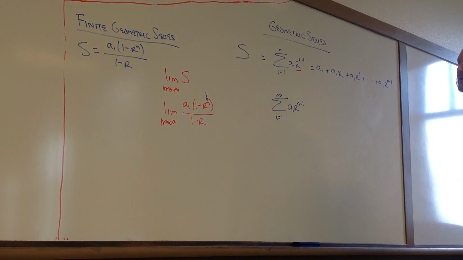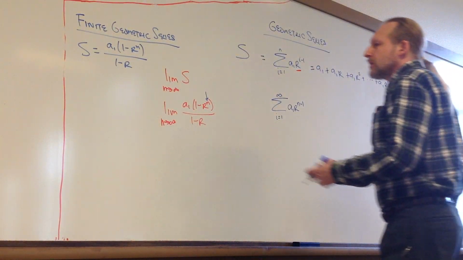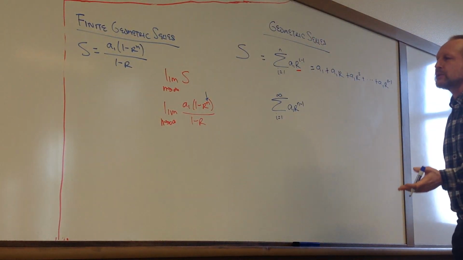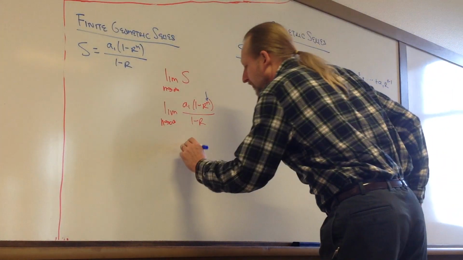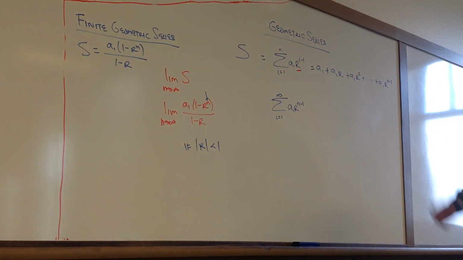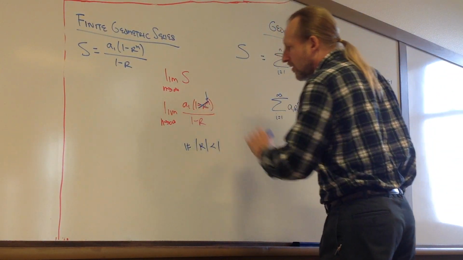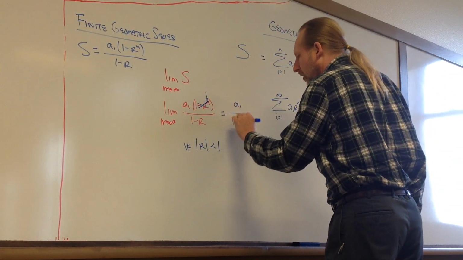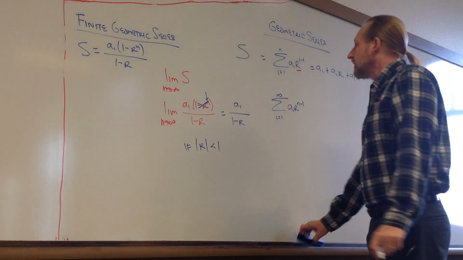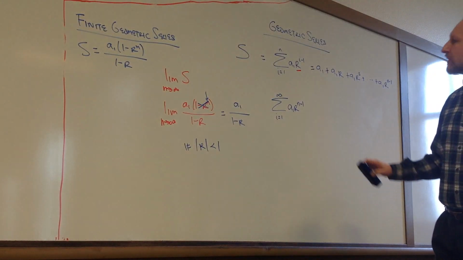So if r is greater than 1, or equal to 1 in fact, this is going to go to infinity. Okay? And it'll be a divergent series. But if r is between 1 and negative 1, right? If the absolute value of r is less than 1, then this piece is going to go to 0. And this will just be a1 over 1 minus r. Okay? So that is the way to calculate a sum for a convergent geometric series.